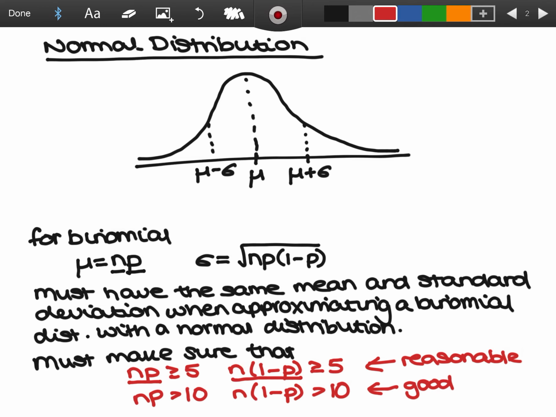So you really want to aim to have n times p and n times 1 minus p to be greater than 10. That would give you a good approximation for the binomial distribution by using that normal distribution. So that's two things to remember. You have to have the same means and the same standard deviations between the two distributions, but you also would like both the expected number of successes and the expected number of failures to be greater than 10.